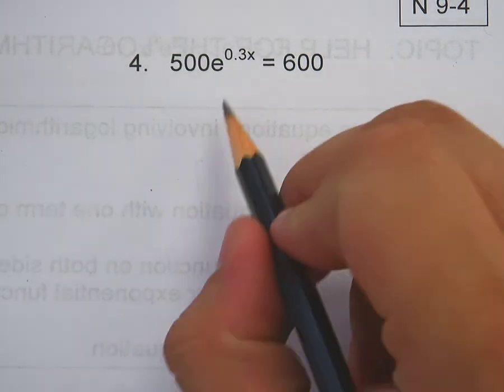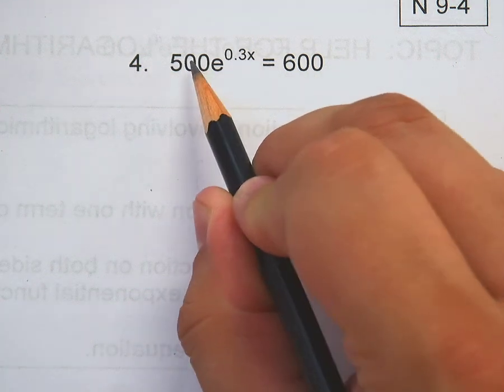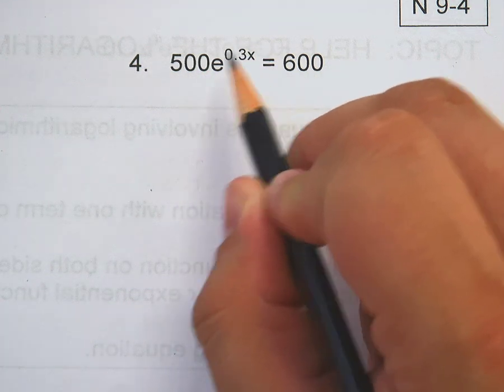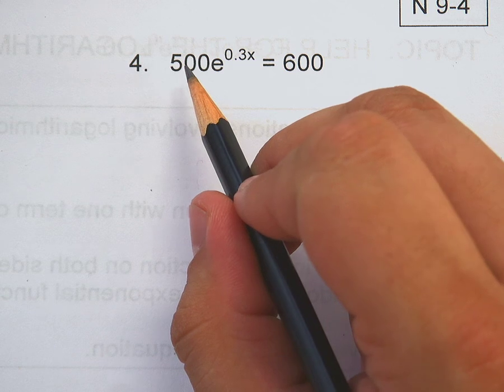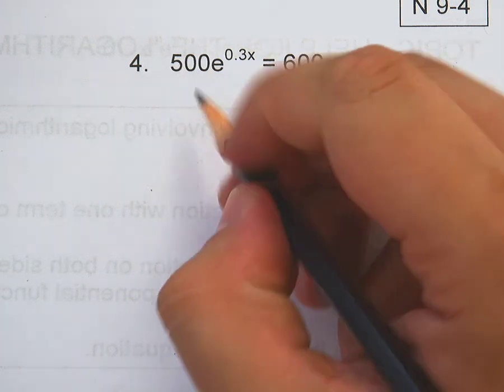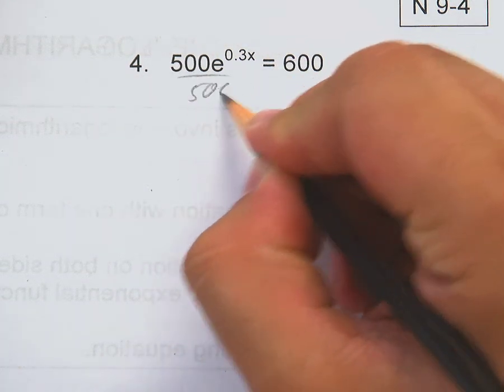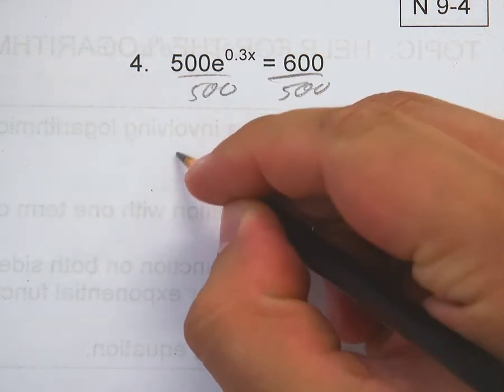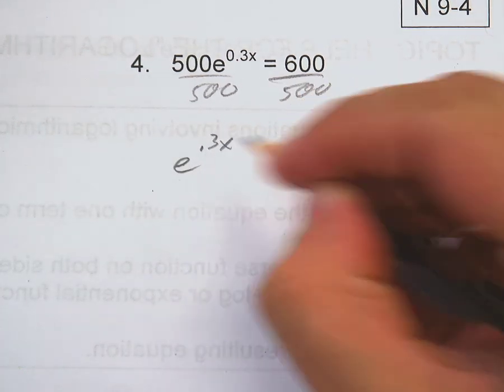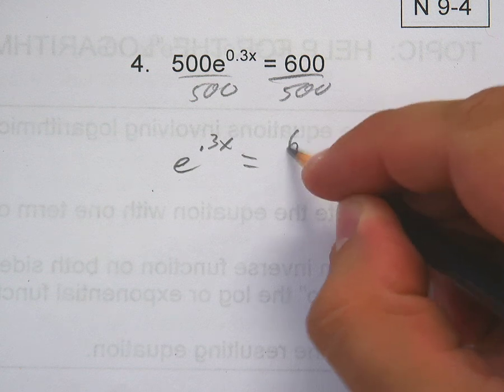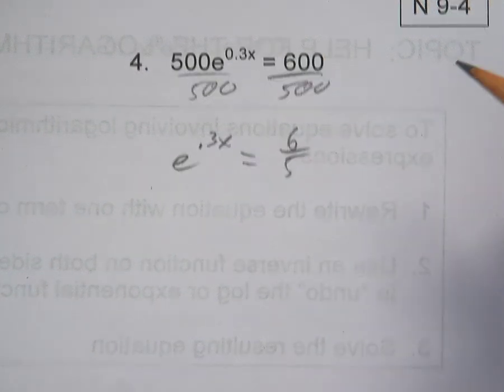Number 4, one term on each side. See, I've got 500 e to the power here. I need to get rid of that 500, so let's go ahead and move that over. Divide by 500. You get e to the 0.3x equals 6 over 5.